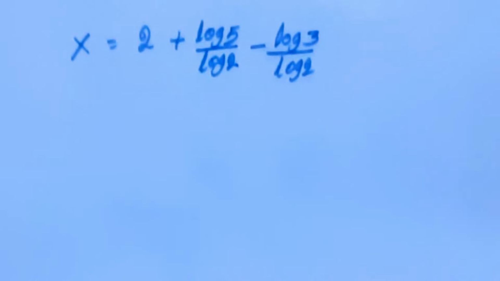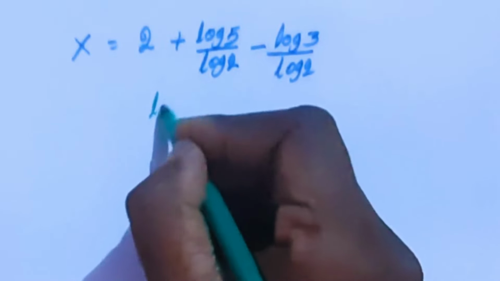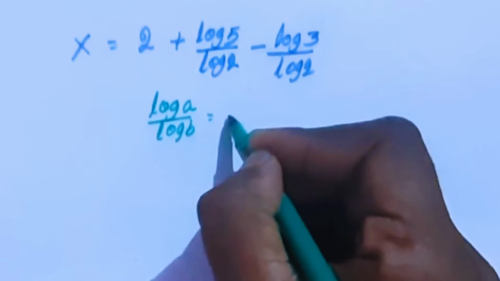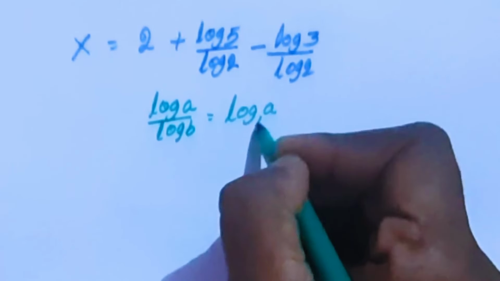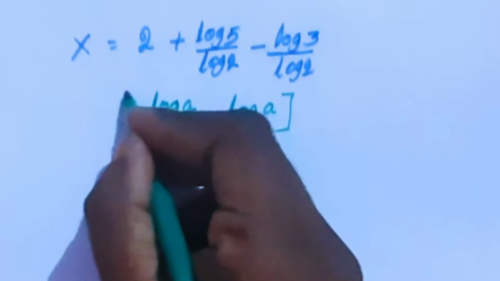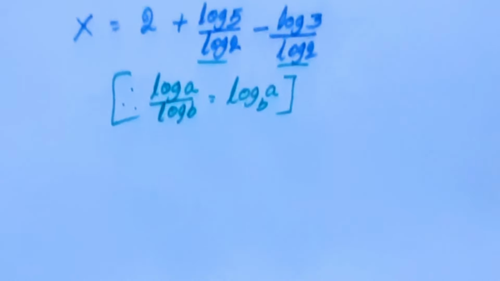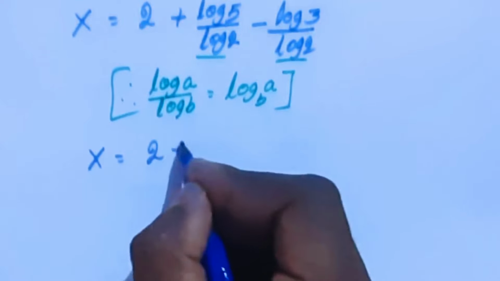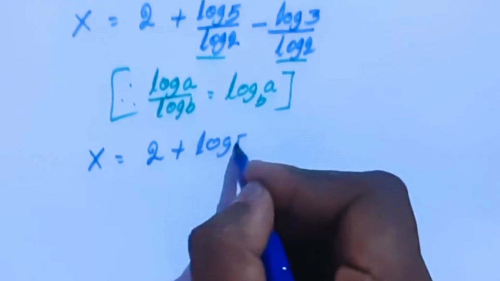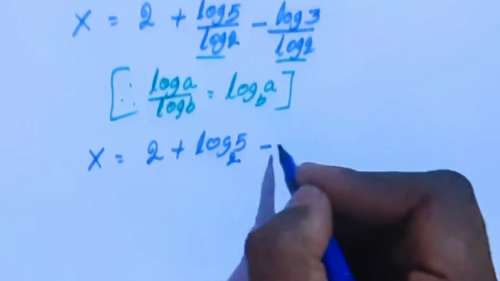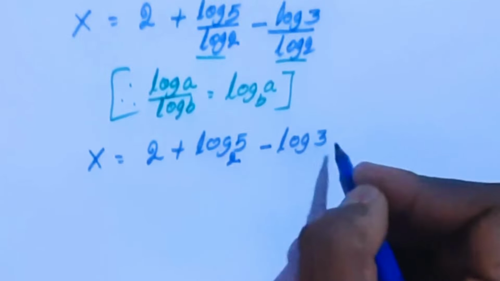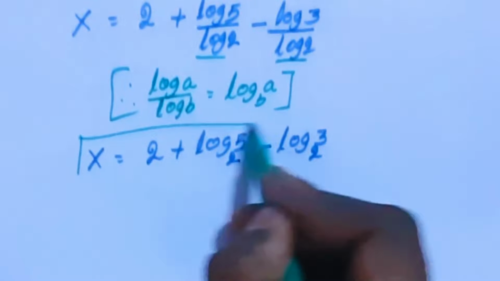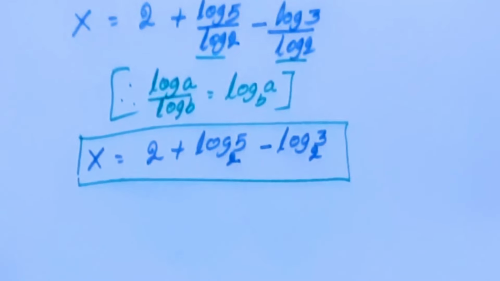Now we are going to apply this formula log a by log b equal to log a base b. This formula we are going to apply here. So x equal to 2 plus log 5 base 2 minus log 3 base 2. This is the x value we found for this given problem.